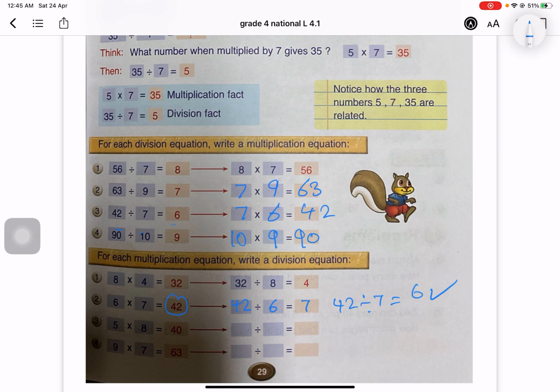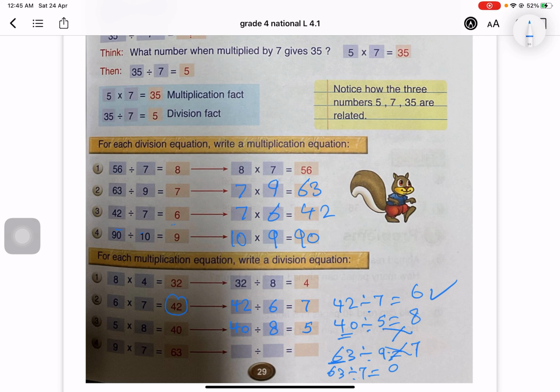5 times 8 is 40. So 40 divide, for example, 8, the answer is 5. 8 multiply 5, it's 40. Someone will say, Miss, I will write 40 divide 5 equal 8. Both of them are correct, because 5 multiply 8, the answer is 40. 9 multiply 7, 63, because 63 divide 9, the answer is 7. Someone will say, Miss, I can write 63 divide 7. Yes, the answer is 9, because when you multiply these factors together, you will get the dividend.